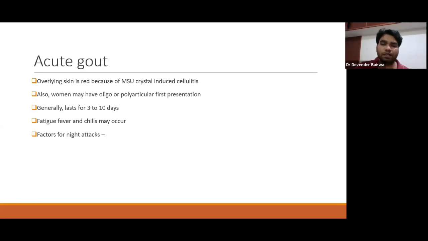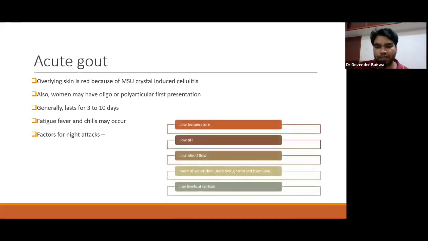Generally, you would have heard or read or seen in clinics that most attacks of acute gout occur at night. There are multiple reasons why these attacks occur at night. So in the night, there's low temperature, there's low pH because there's a little hypercarbia in the body. Low blood flow is there because of less activity and more water than urate being absorbed from the joint at that time. And in the night, cortisol level also falls. So all these factors culminate to have acute gout attacks mostly in the night time.